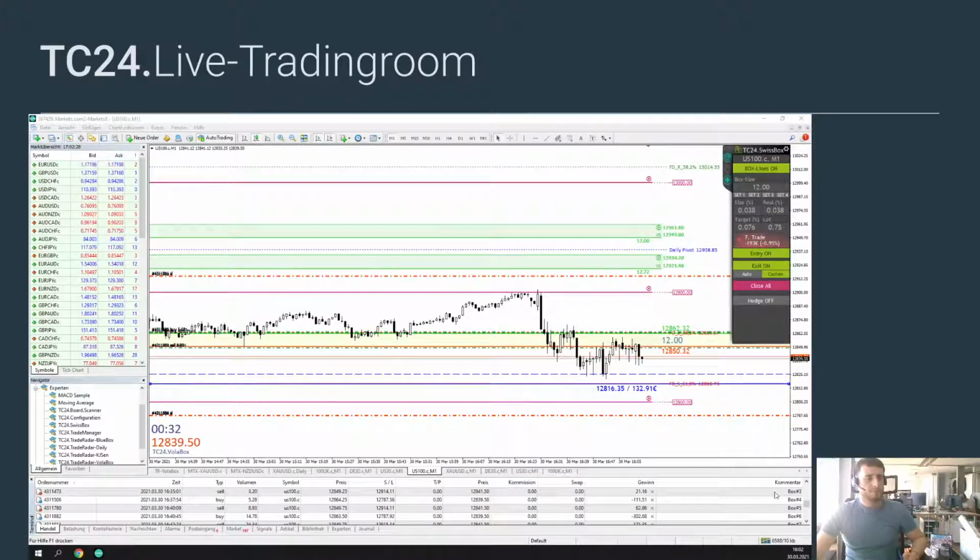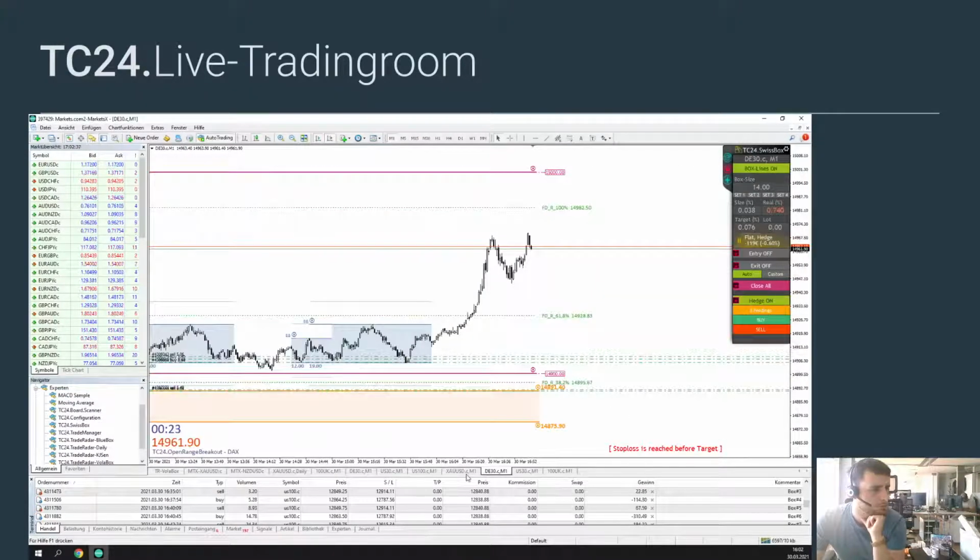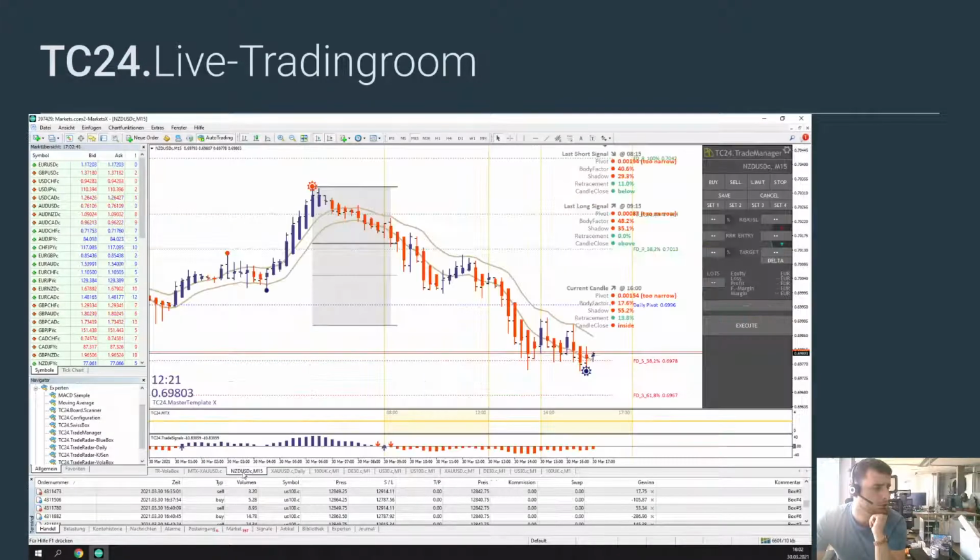So, Nasdaq still not budging. Let's take a look, see what's going on.